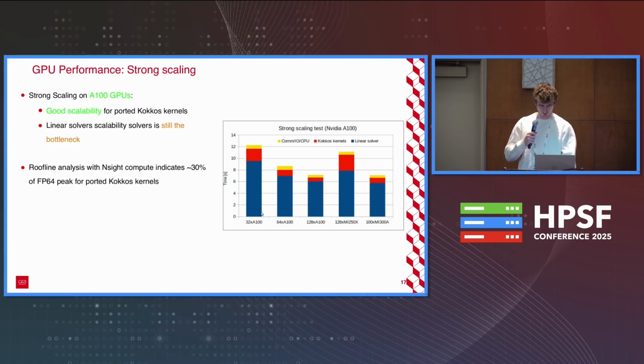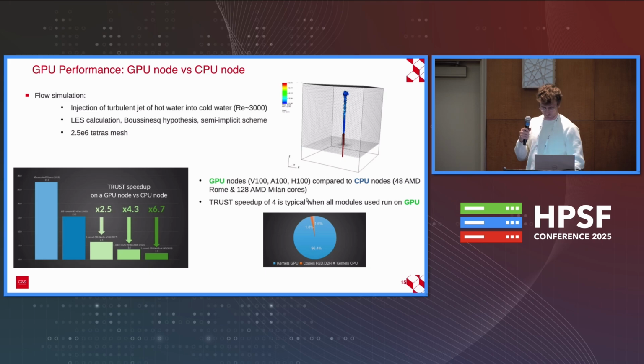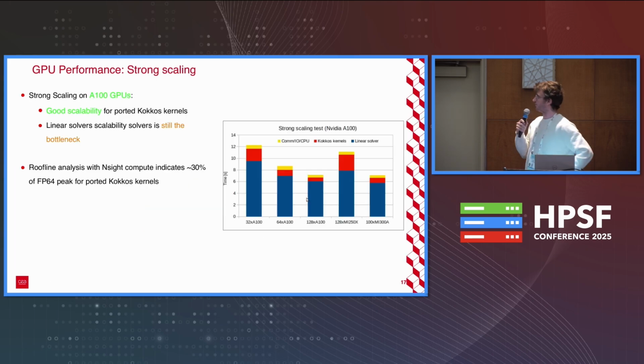So here in this chart, we have the time spent on 32 A100, 64, and 128 A100. If we look at the details, in yellow we have the time spent in the communications. In orange we have the Kokkos kernels. So these are not Kokkos kernels; these are TRUST kernels that we ported to Kokkos. I should have changed that. We don't use Kokkos Kernels yet. And in blue we have the time spent in the linear solvers, right?